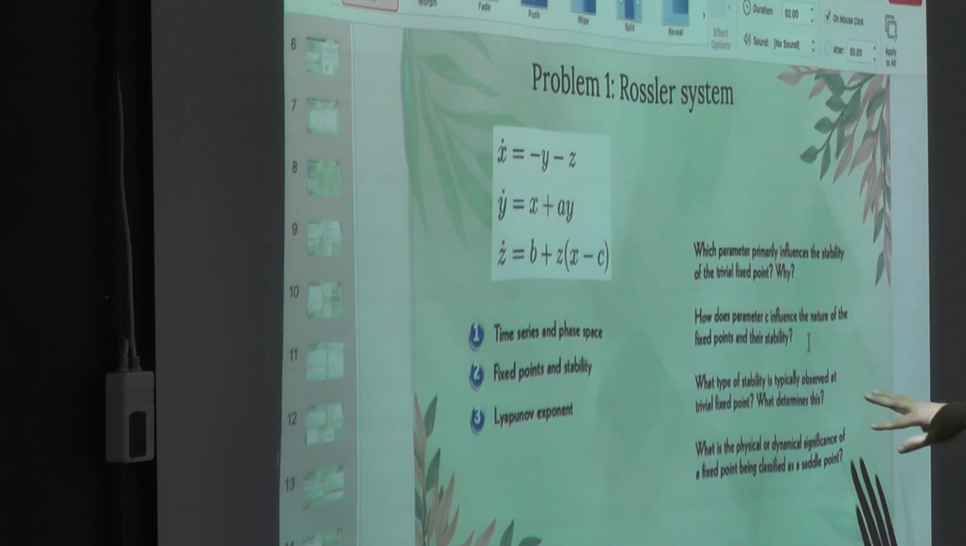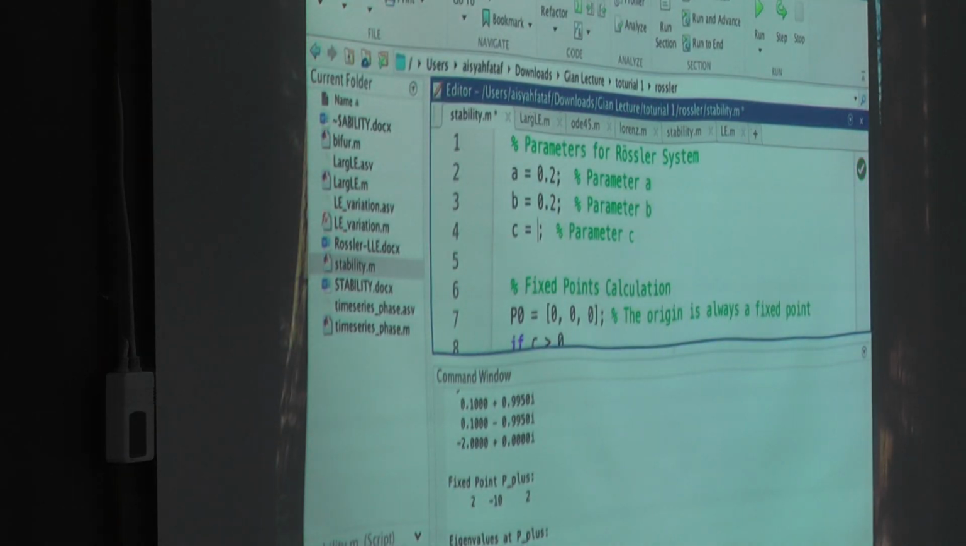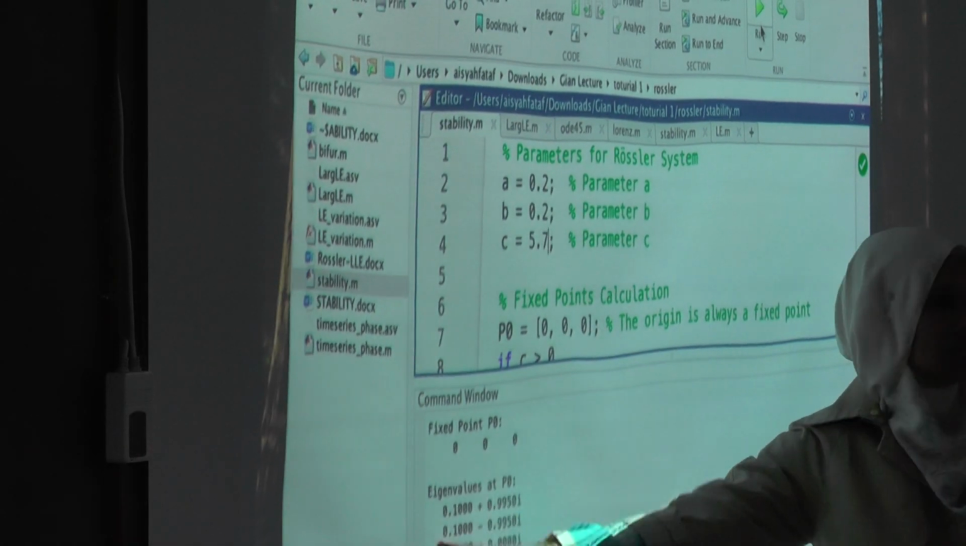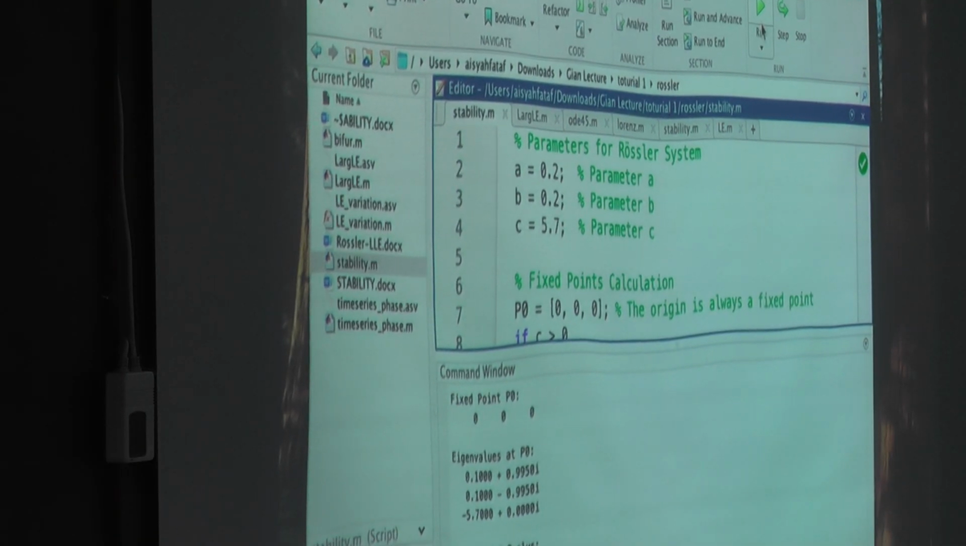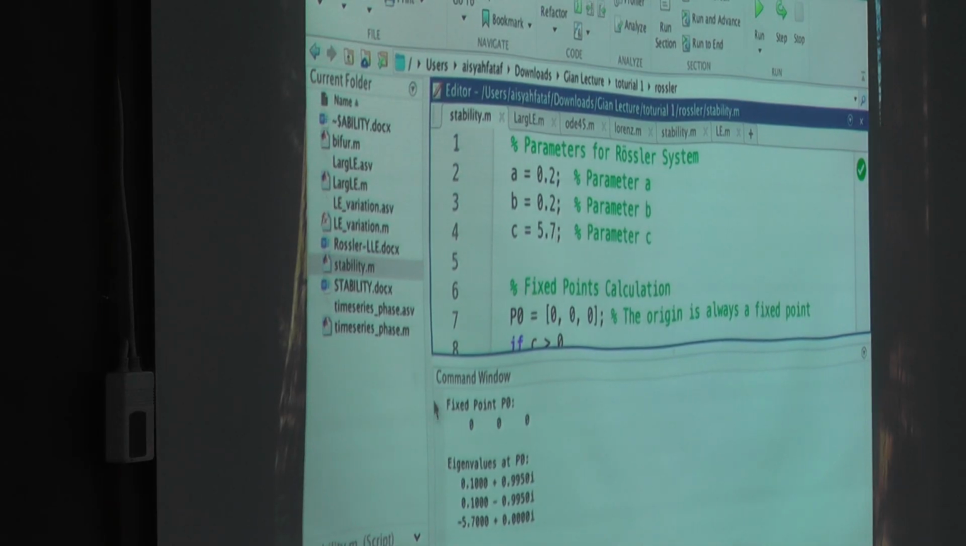So what is the type of stability just now, when we had C 5.7, right? What is the type of the stability for the trivial? What is the type of the fixed point? Saddle. Okay? It's a saddle. Alright, let's do it.